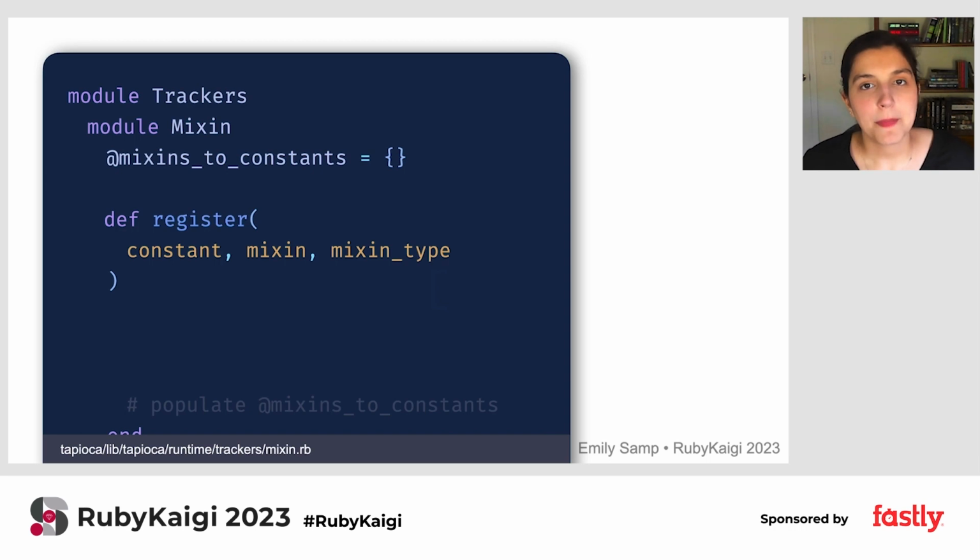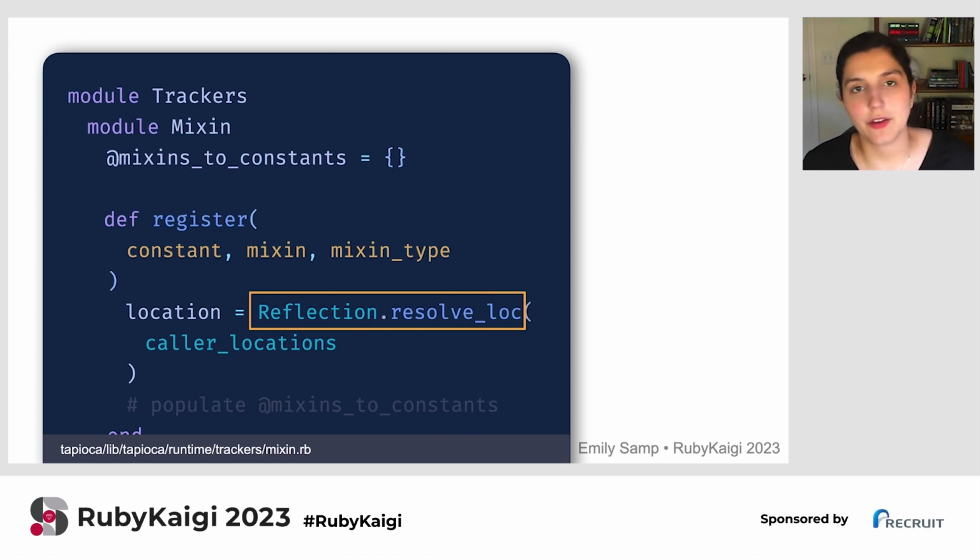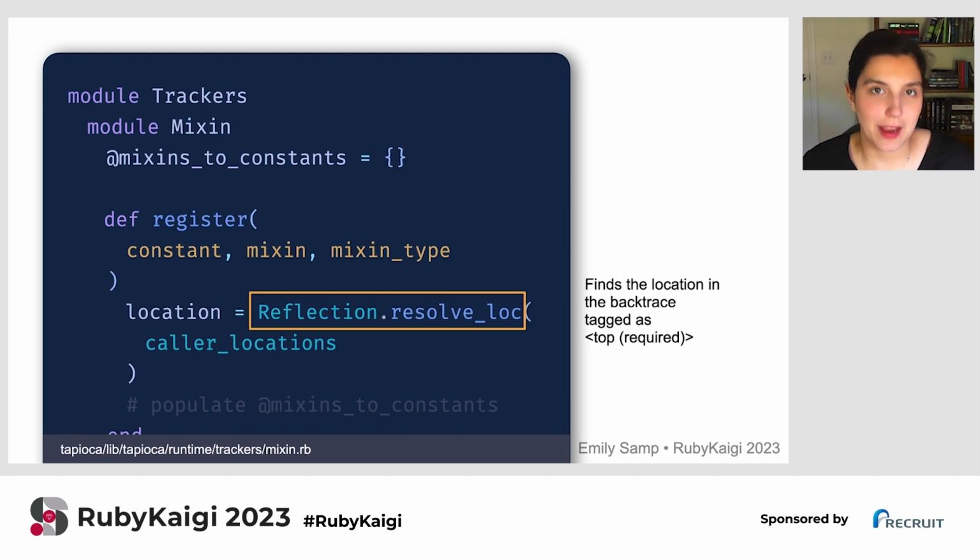In Tapioca, this behavior is encapsulated in a method called resolve lock. This method takes the result of caller locations and finds which of them has the top required tag, and then returns that as the specific mixin location.